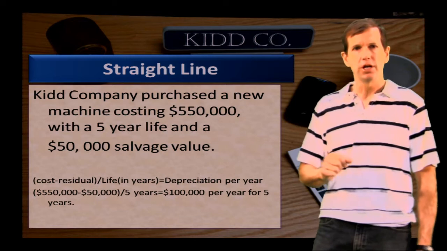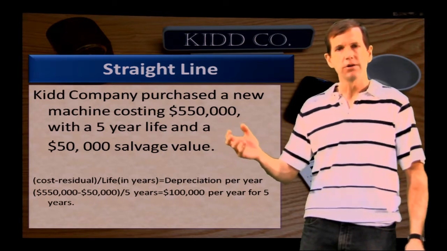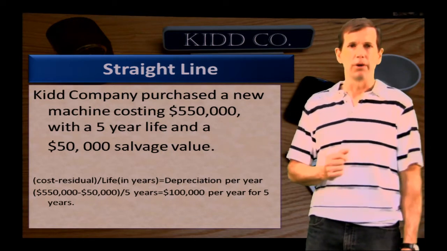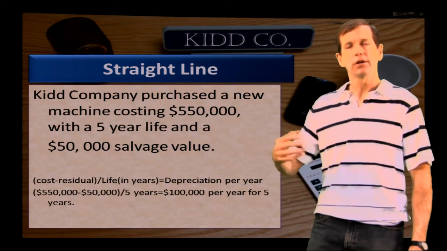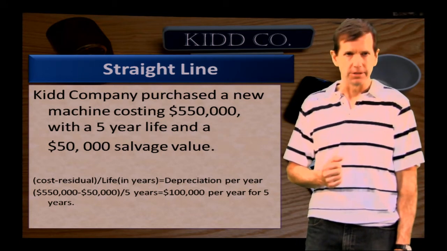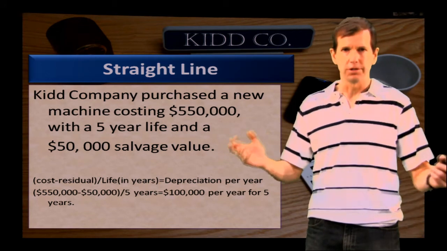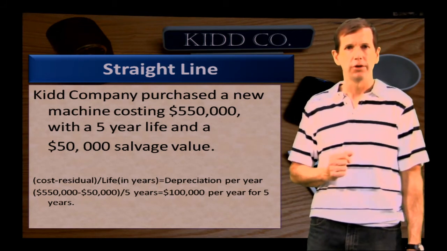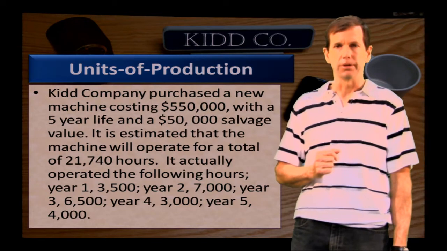If we use the machine for 6, 7, 8 years, well, we've already used up all the depreciation. We cannot continue to depreciate the asset beyond that $500,000. All right, so that's straight line. Pretty simple, right? Well, then you're going to like units of production, the next one.